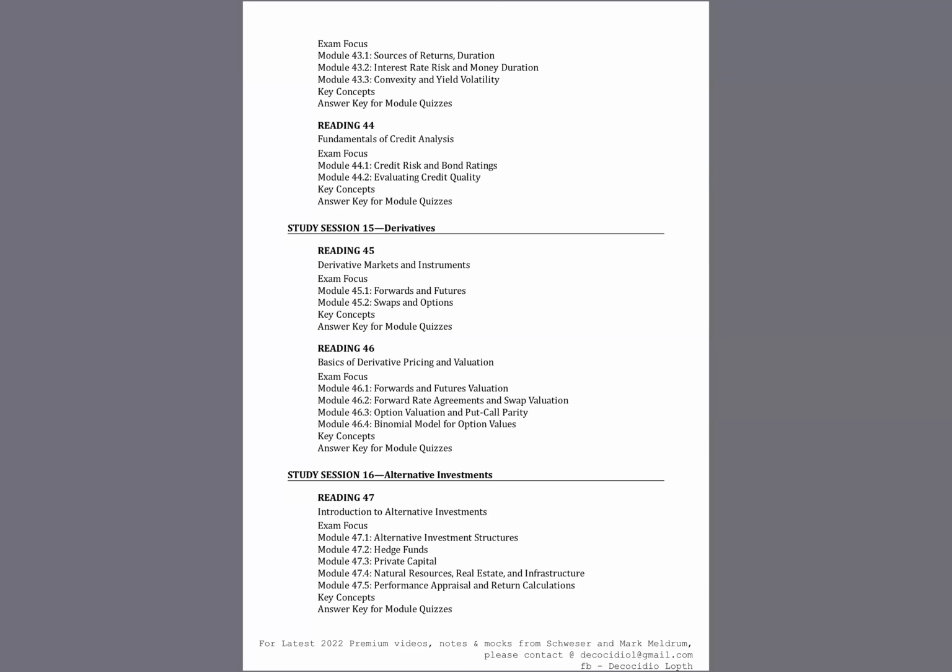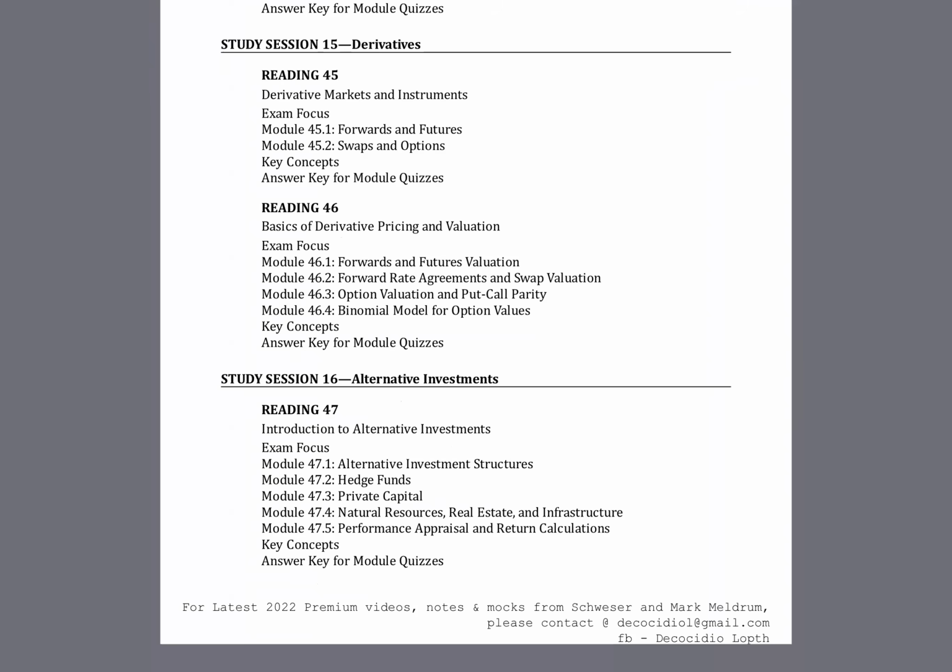So how do we price a forward? And then how do we price futures? What are forward rate agreements and what are swap valuations? Then option valuation, and then using the put-call parity. Then here we're talking about, are we able to use the binomial model in order to find the value of options? Then the final section is just alternative investments.